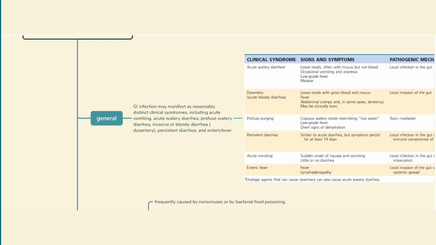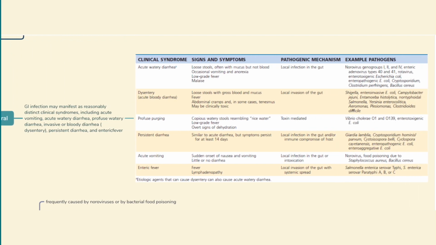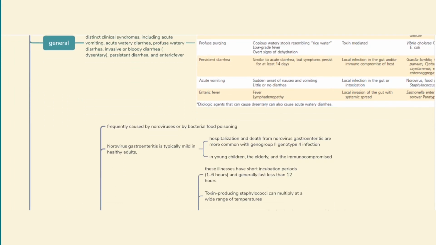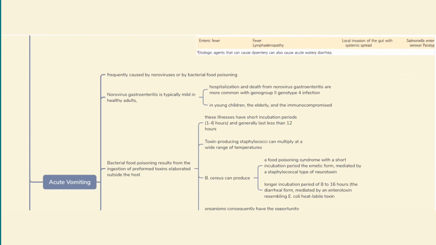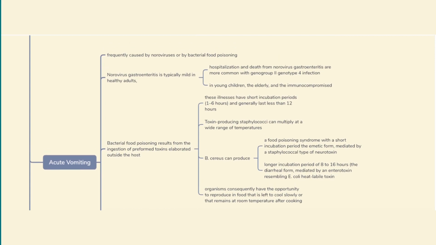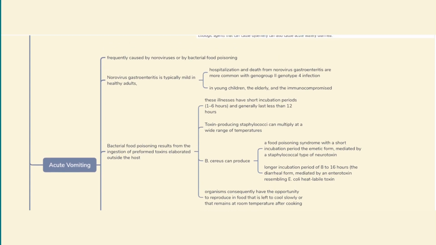We will discuss each one alone, and then we will come back to our main table, which will be like a recap for everything. First of all, we start with acute vomiting. Acute vomiting is sometimes called the stomach flu. It is frequently caused by norovirus or bacterial food poisoning.